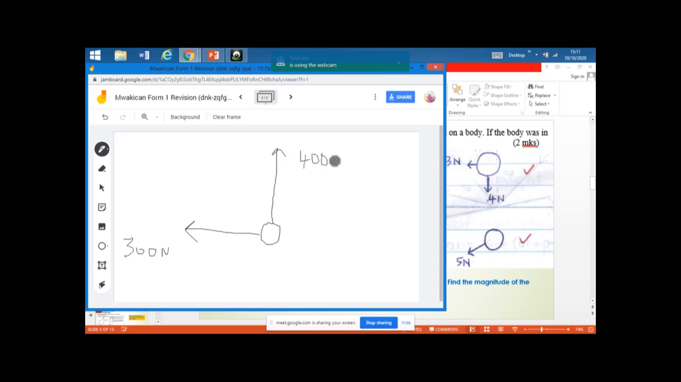So this is the first diagram, the first sketch. So the object, then 300 newtons, is supposed to be a little bit shorter. Let me make it a little bit shorter than 4. They're not supposed to be longer or the same size. There. So that's 300. And then the other one is 400. Then you're supposed to use this diagram to come up with the results. I'm giving you a second chance. Now that you have the diagram, give me the resultant. Is that understood, Martha?